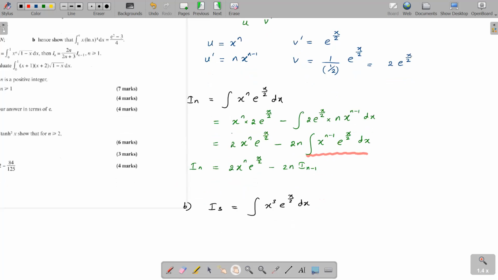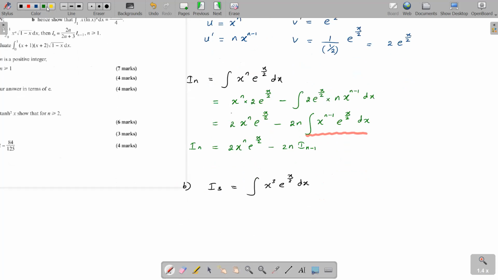So now we'll find I_3 by using the equation that we derived. Tell me how to input the values here. I_3 equals 2x^3 e^(x/2) minus 2 into 3, which is 6, times I_{3-1}, meaning I_2. Are you all with me? So I used this equation and I_3 reduced to I_2.